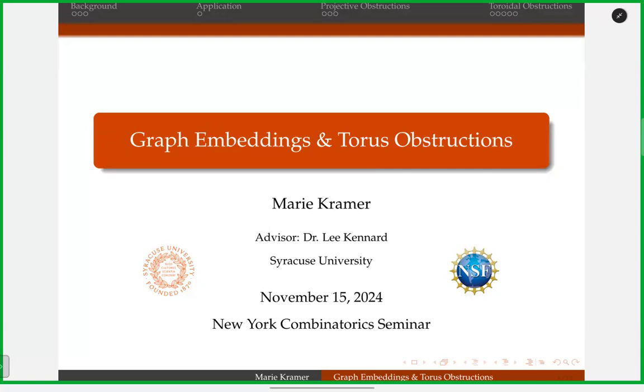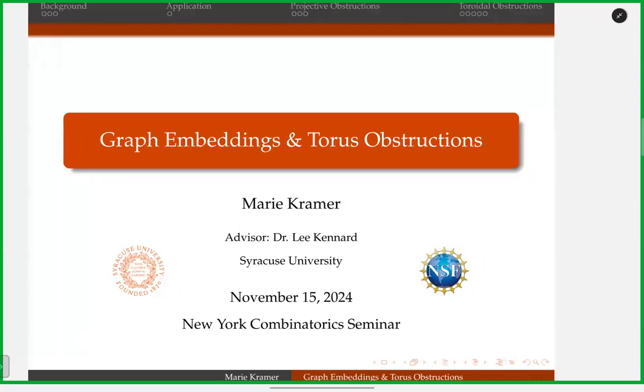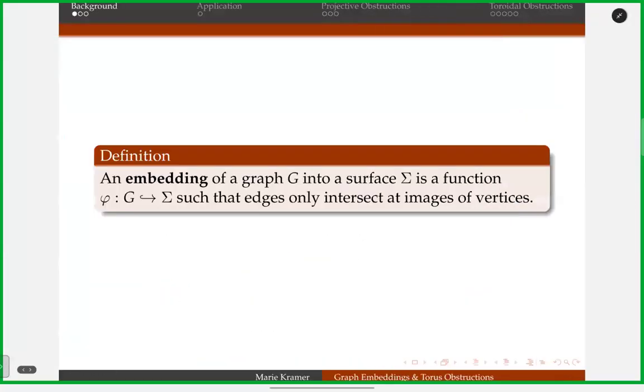So I'll be talking about graph embeddings and torus obstructions. First, so we're on the same page about what we mean by an embedding: an embedding of a graph G into some surface sigma is a function from G to the surface such that the edges only intersect at images of vertices.